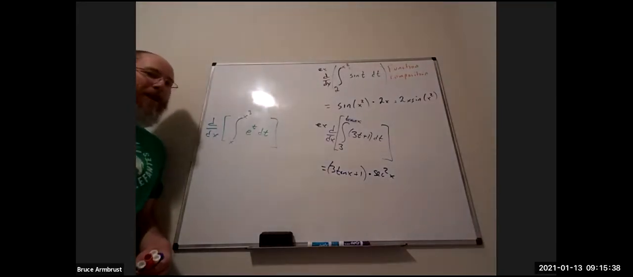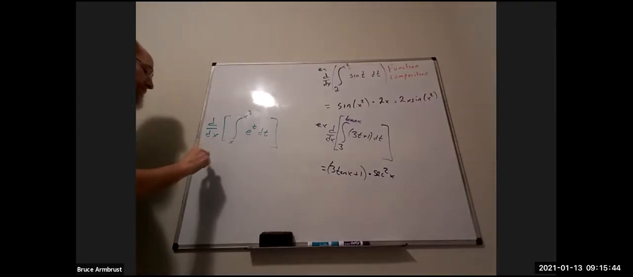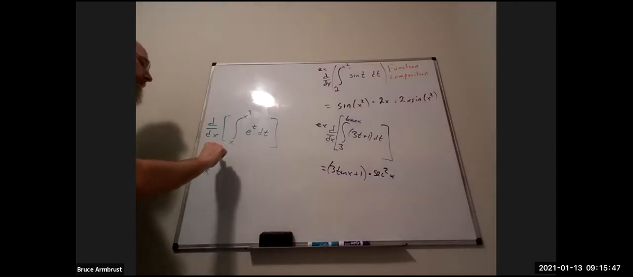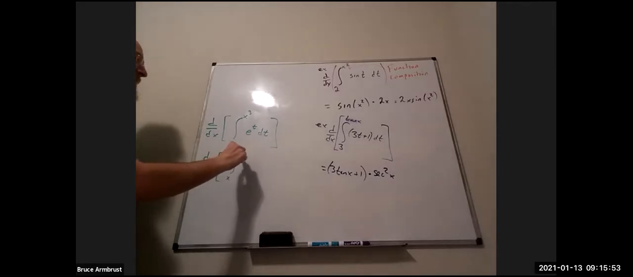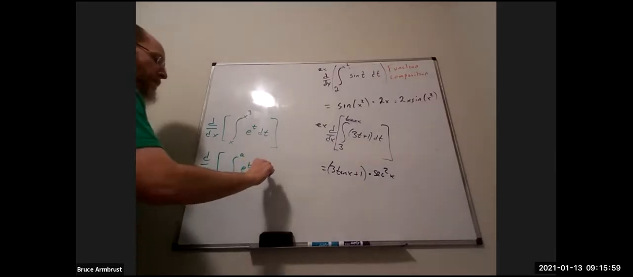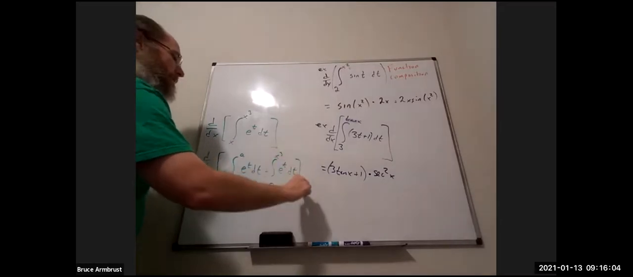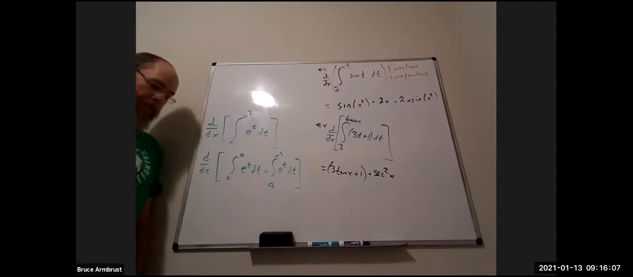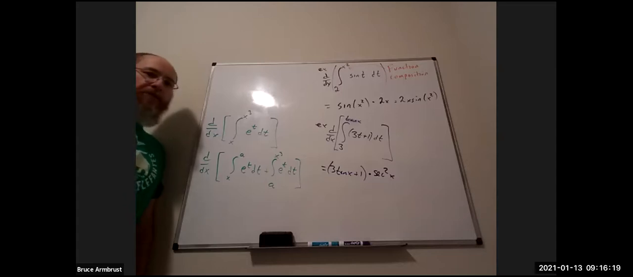All right, so here's what we have to do. We have to split this up. So we're going to do a d dx here, but I'm going to split it up into an integral from x to a of e to the t dt, plus the integral from a to x cubed of e to the t dt. So a is your favorite number that's between x and x cubed.